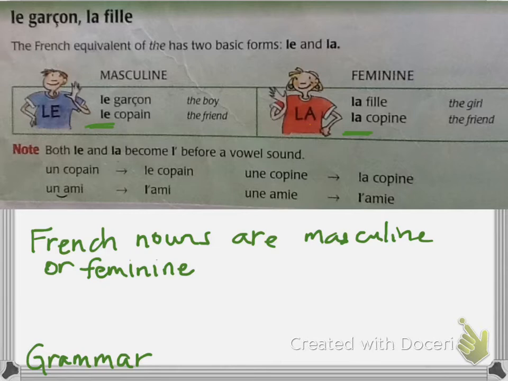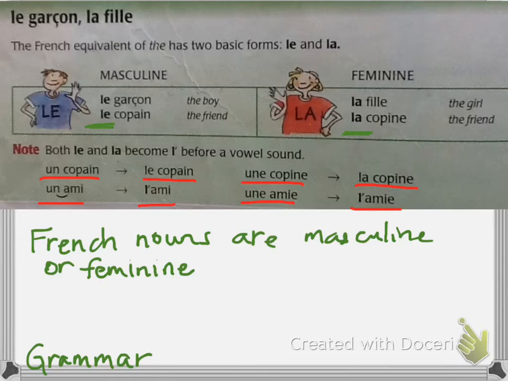Look at the note. Both le and la become l'apostrophe before a vowel sound. So un copain is saying a friend. Le copain is saying the friend. A friend, the friend. Now, because ami starts with a vowel, it's l'apostrophe, and it kind of all runs together, so that's pronounced l'ami. Une copine, a friend. La copine, the friend. Un ami, a friend. L'ami, the friend. And again, because ami starts with a vowel, it's l'apostrophe.